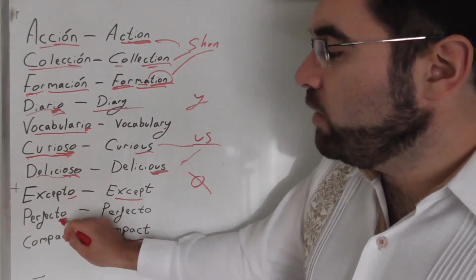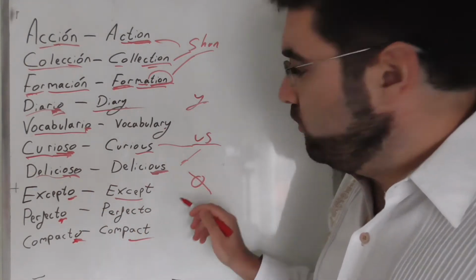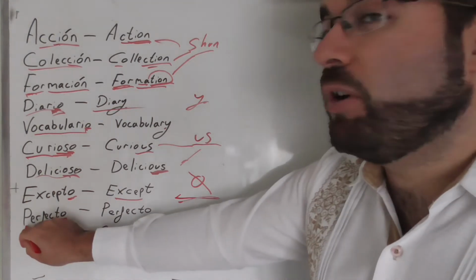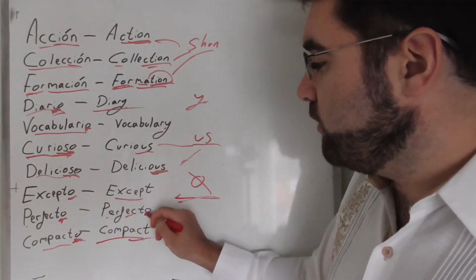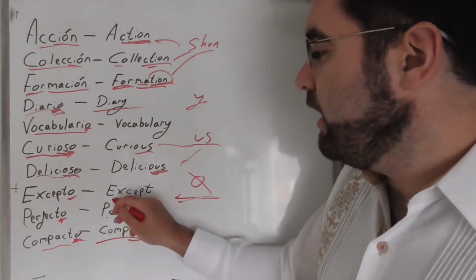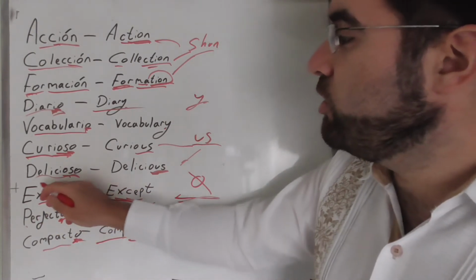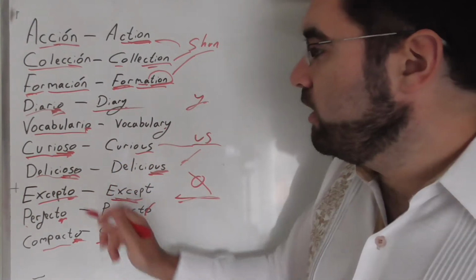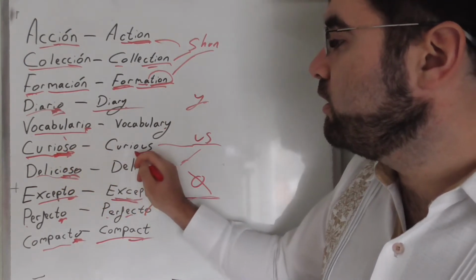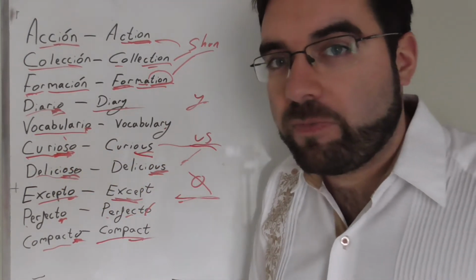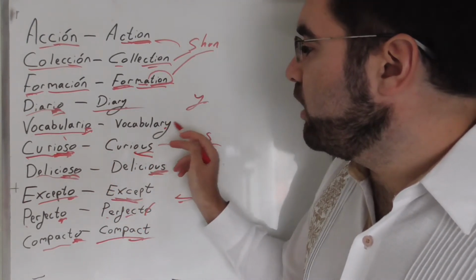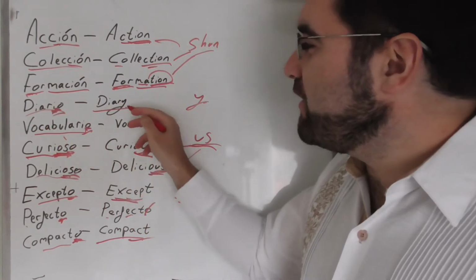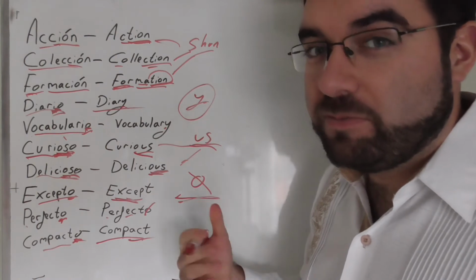And this is quite common for Spanish as well. A lot of the words that have an O at the end would simply be removed in English, and that's still known as the English version. Compact, compacto, perfecto, perfect, without the O. Except, excepto. Delicioso, delicious. OSO, gone. Curioso, OSO, gone. And again with the O, normally a Y. Vocabulario, diario, diary, with a Y. Subtle difference.